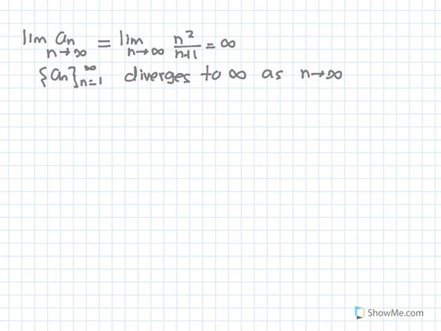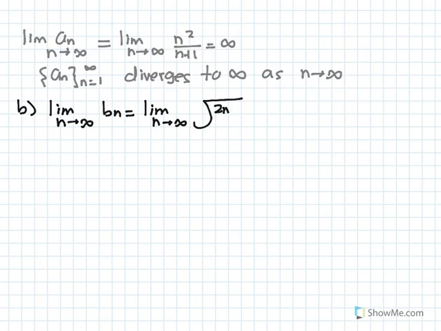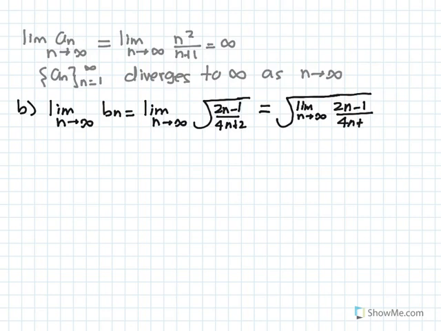Now let's look at part B. For part B, we have the limit as n goes to infinity of Bn. This is equal to the limit as n goes to infinity of the root of 2n minus 1 divided by 4n plus 2. Now we know that we can bring the limit inside the square root sign, so let's do that. Bring it inside the square root function. We have the limit as n goes to infinity of 2n minus 1 divided by 4n plus 2.